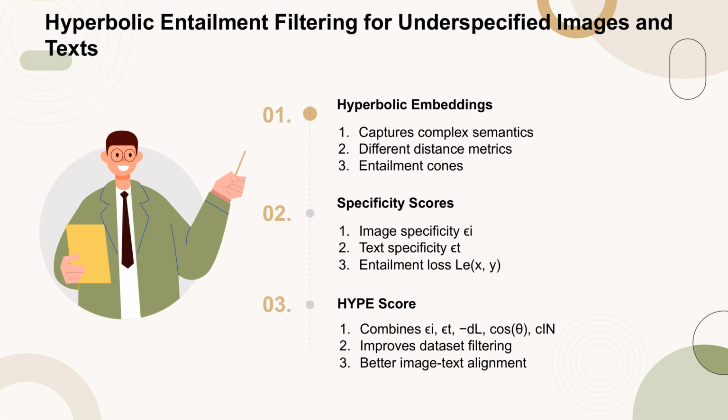texts. Unlike Euclidean embeddings, hyperbolic embeddings allow for different distance metrics at each point, which helps in representing more generic data points closer to the center. The authors introduced specificity scores for images and texts, which are based on the average entailment loss. The HYPE score is a combination of these specificity scores, the hyperbolic distance, the cosine similarity from CLIP, and an ImageNet clustering filter. This combined score is designed to improve the filtering of datasets for image-text contrastive learning, leading to better alignment between images and texts.